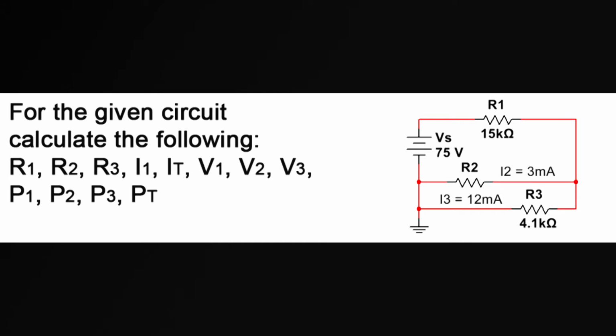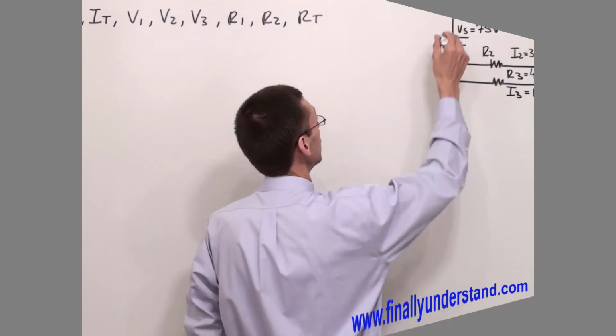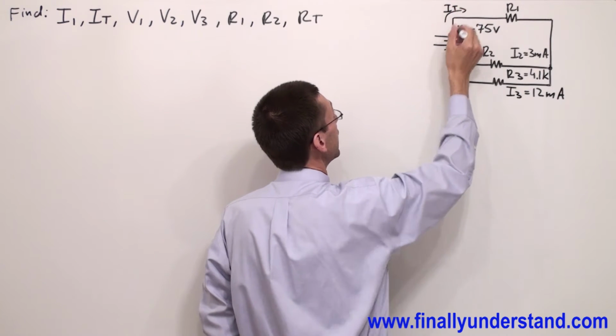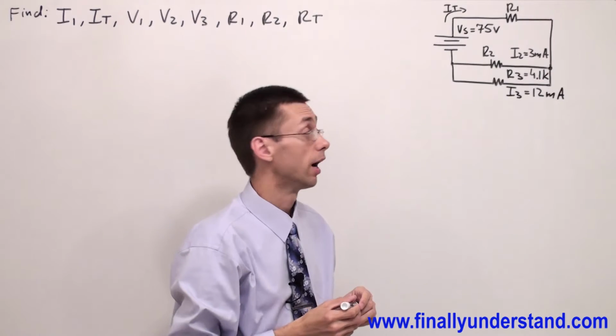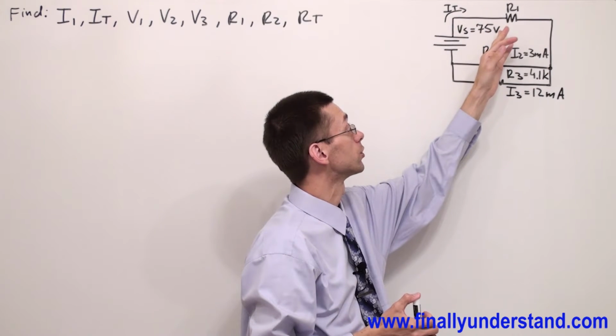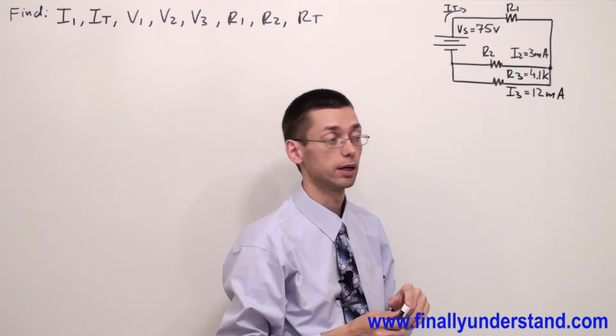Let's take a look at this example. Please notice that we have given two currents, I2 and I3. If you are going to use KCL, you are going to find the current I1, which is at the same time I total, okay? So you can say that I total is equal to I1. Why? Because I total goes through resistor R1 directly, okay?